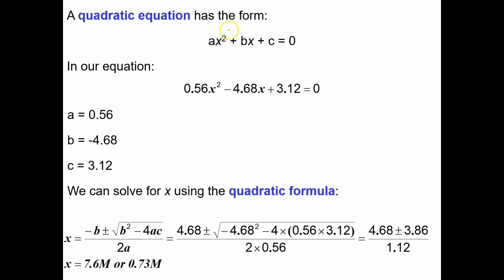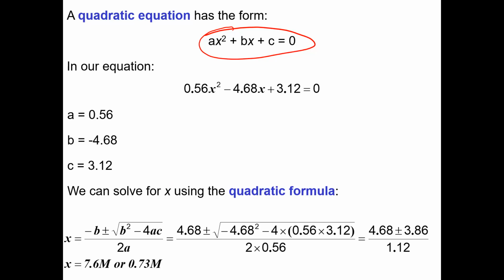So, just recapping in case you forgot, a quadratic equation has the form ax squared plus bx plus c equals 0. And in our equation, we have 0.56x squared minus 4.68x plus 3.12 equals 0. So this means that A equals 0.56, B equals negative 4.68, and C equals 3.12. So now we're going to use the quadratic formula to solve for x.